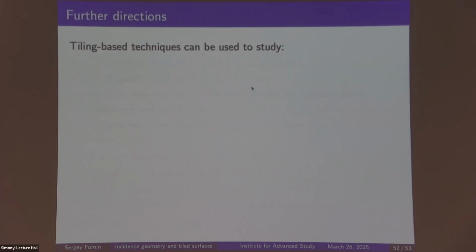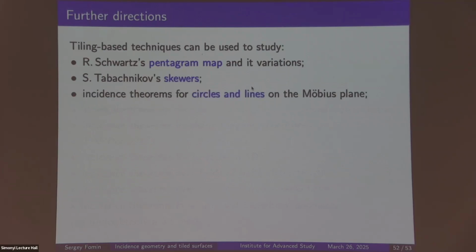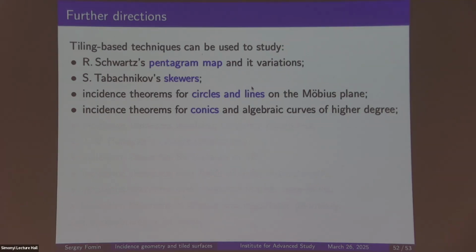Also, these techniques can be used to study the pentagram map and its variations, the skewers of Tabachnikov, and incidence theorems for circles and lines in the Möbius plane, obviously. More interestingly, incidence theorems for conics and algebraic curves of higher degree. This is what we're busy with right now. We have several versions of this technology for conics that enables us to recover pretty much everything that mathematicians managed to produce in the last couple of hundred years about these gadgets.